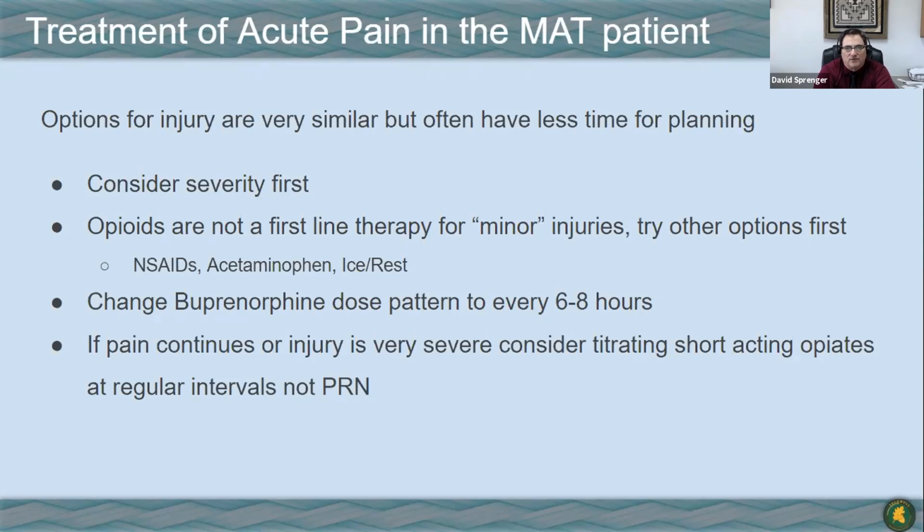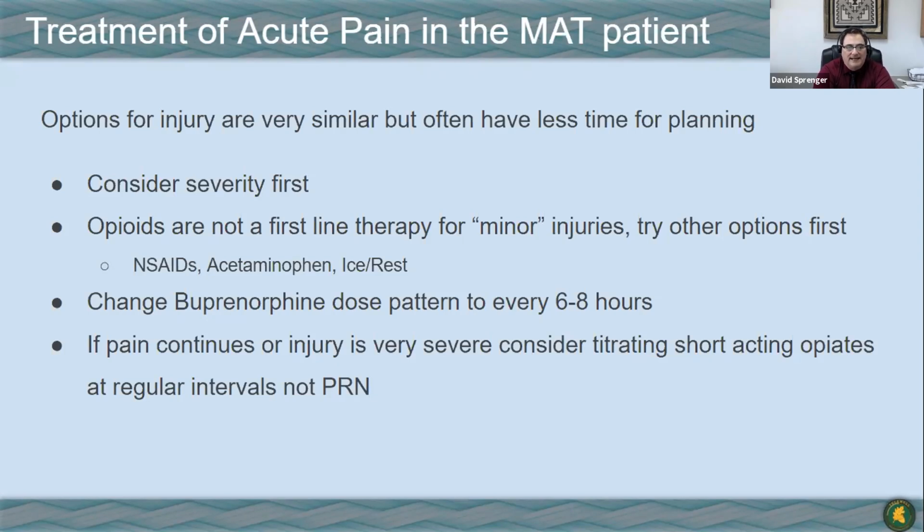Opioids aren't first-line therapies for any minor injuries, and of course you want to take the conservative route first. But if the pain is severe, if someone has shattered their fibula or something like that and is in a lot of pain, then you can change the dosing of the buprenorphine more frequently, and as in the case with a procedure, you can increase the dose.